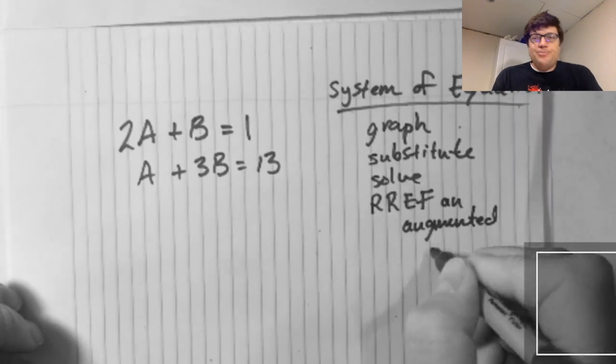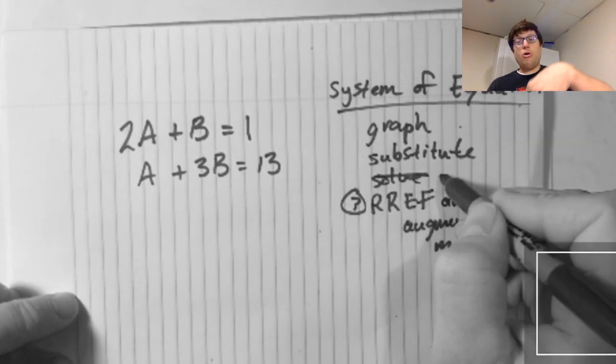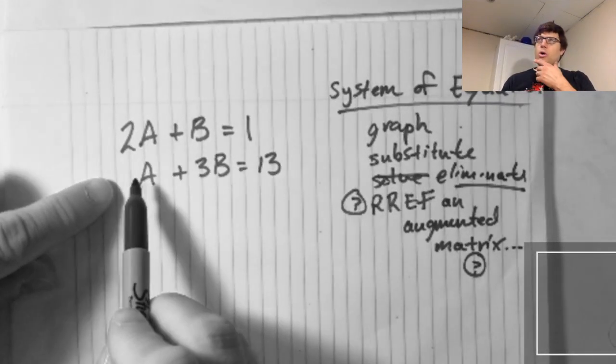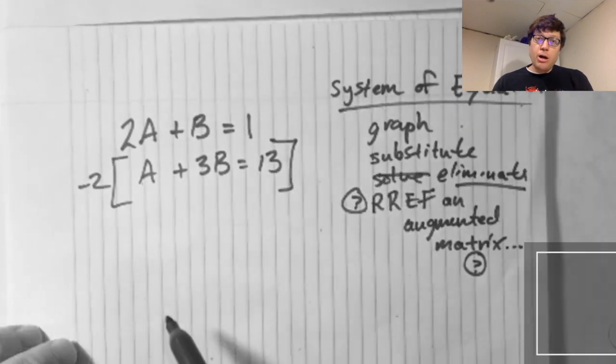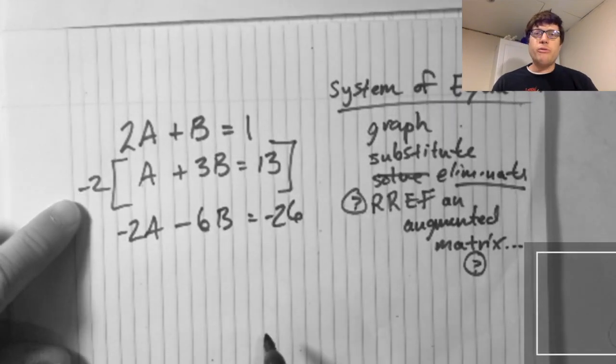You could graph it, find out where they cross. You could use the substitution method where you solve one, move it over. You could use elimination, which is what I use. There is this thing called RREFing, which, when you get to linear algebra, makes this whole conversation of why didn't we learn this so much better.